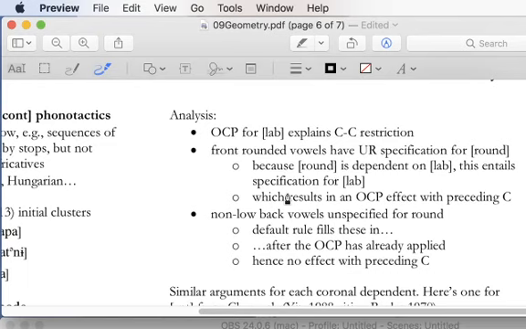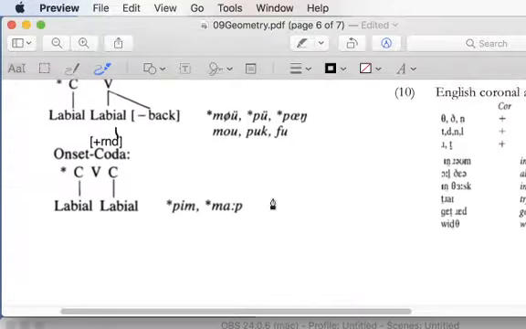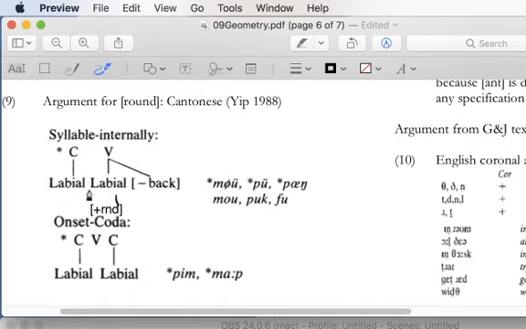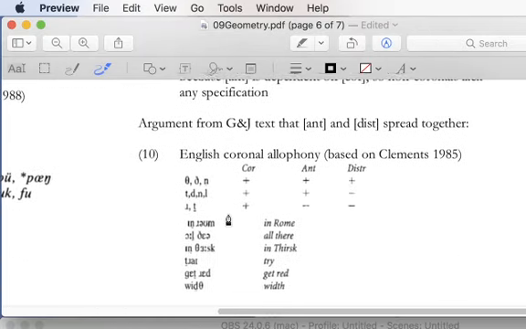So this is a really sort of clever and intricate analysis of why both of these constraints exist in Cantonese. The basic idea is that this co-occurrence restriction is showing us that there's OCP for labial in general, and then we can get this one to follow if we assume that back vowels are unlike front vowels precisely in the fact that they have to be specified for round, but that will only work if round is dependent on labial. So that's how that analysis works.